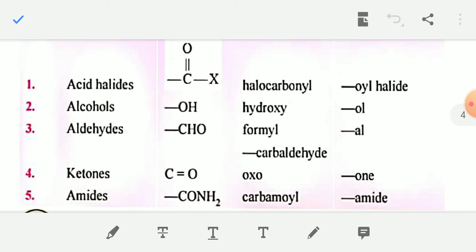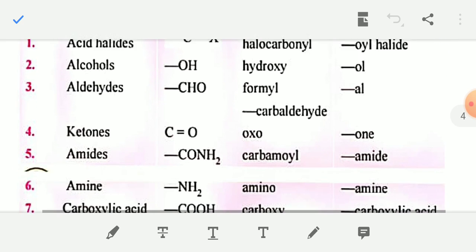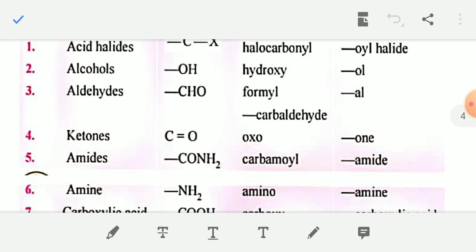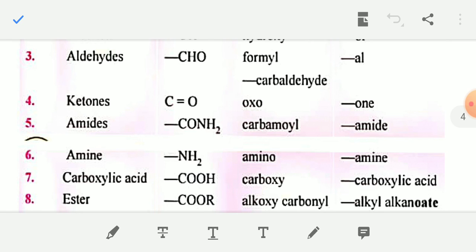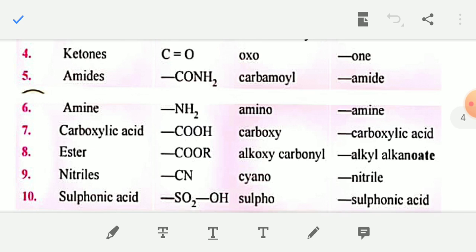If the CHO group is present as a primary functional group, you have to use formyl or carbaldehyde. For ketone, you can use oxo if it is present as a prefix, or -one if the ketone group is present as the principal functional group. For amide, use carbamoyl, or if amide is the principal functional group, then use amide. For amine, amino or amine.